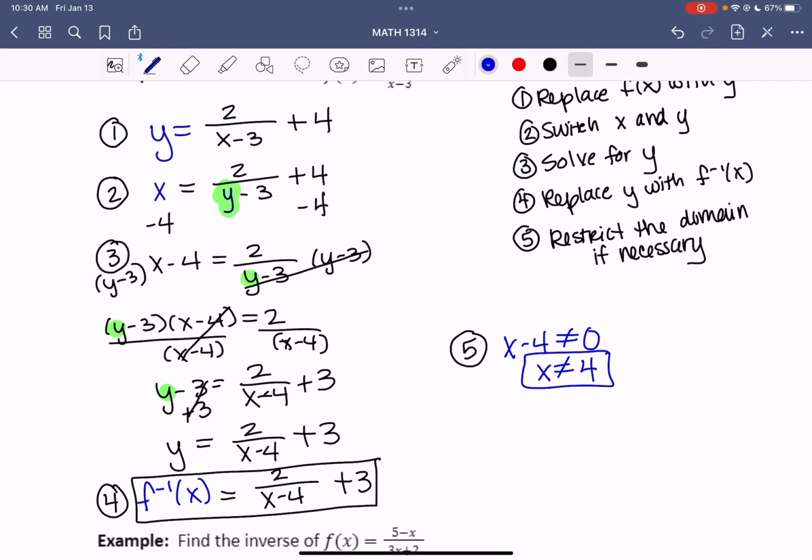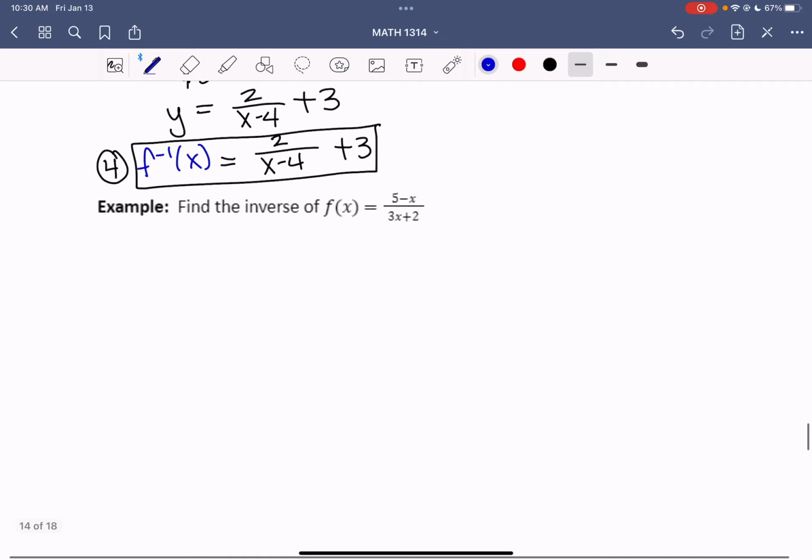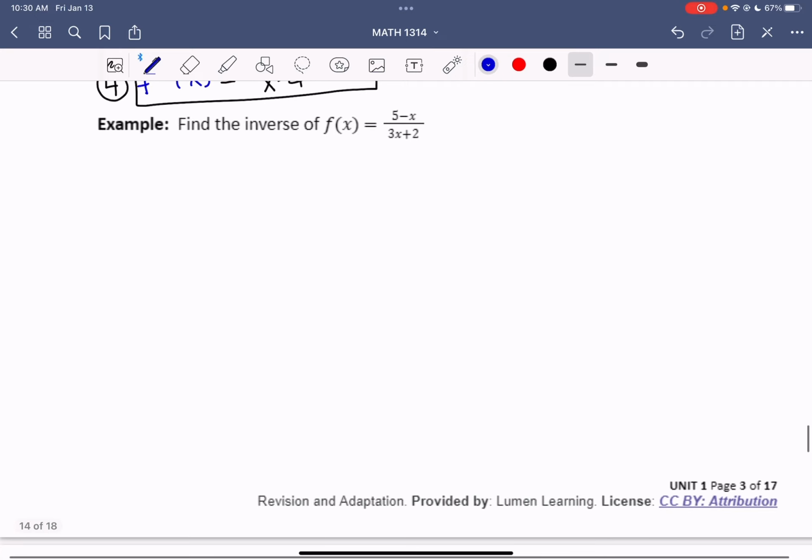So now some of this does get a little complicated. I know fractions can kind of freak people out, but just take it step by step as you go. Let's do this next example. It says to find the inverse of f of x. So we're going to follow those 5 steps from above.